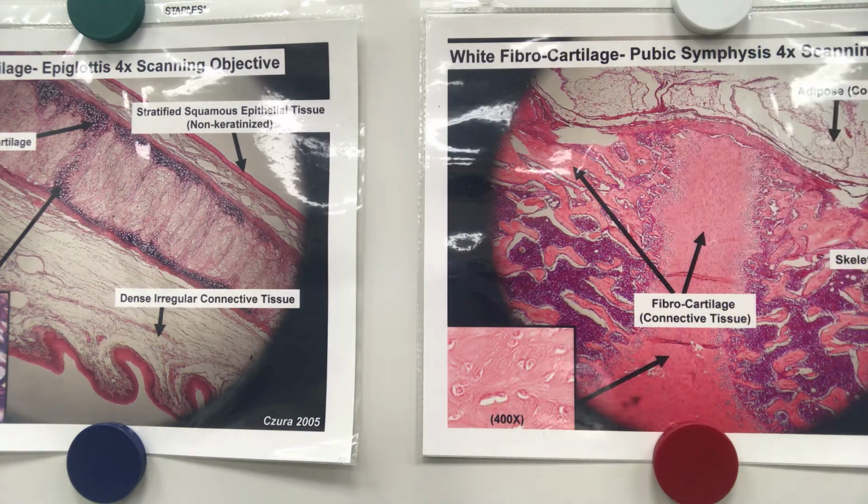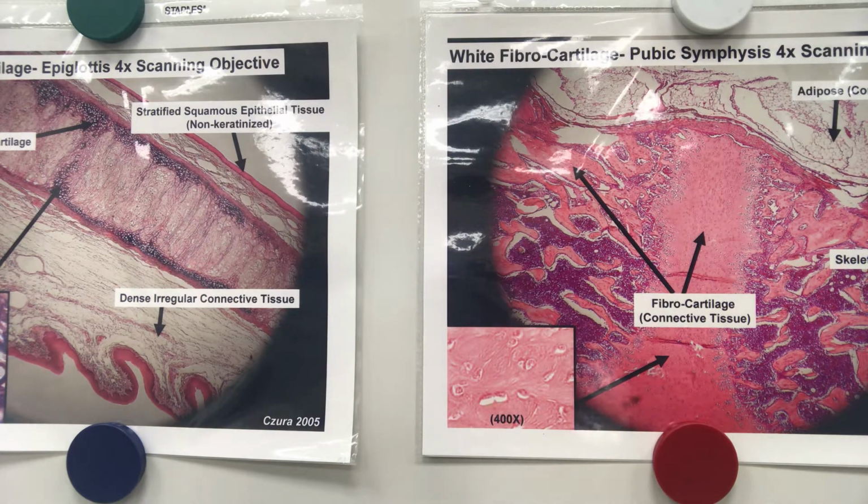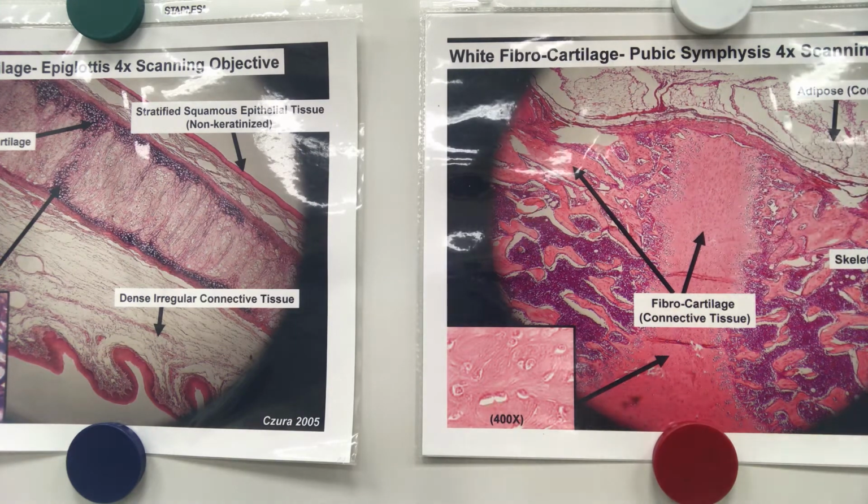This is a picture of your pubic symphysis. This is a connection between what you would think of as your pubic bones that holds the two bones together, and it's just a cartilage pad between the two.